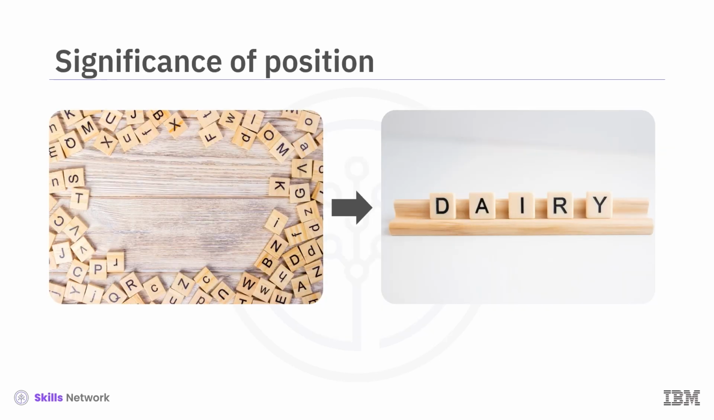Have you ever tried unscrambling letters to form words? The order of position of the letters in a word is important to convey the intended meaning. Similarly, in transformer-based models, it's crucial to capture the position of each token to maintain the semantic meaning as tokens are processed independently and simultaneously.